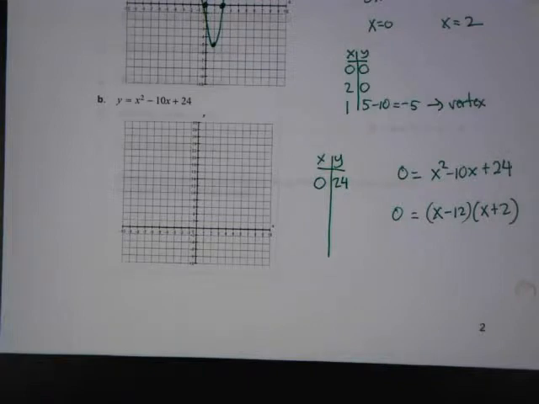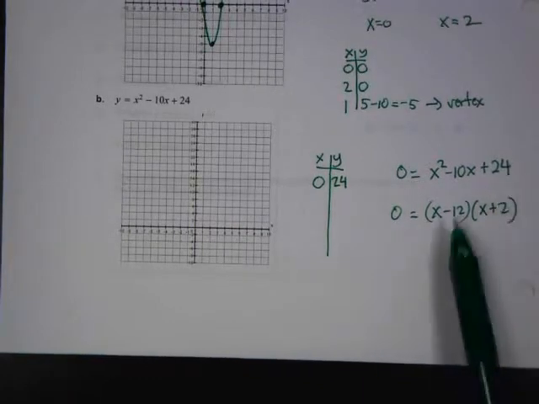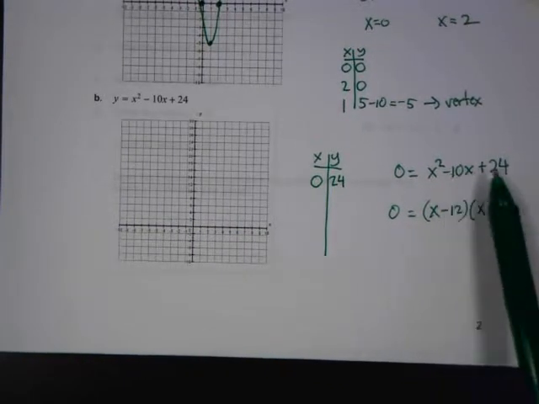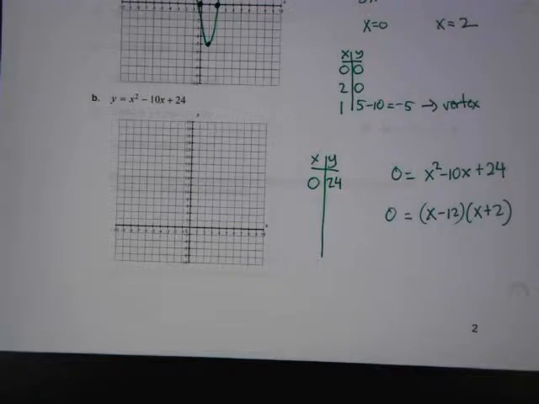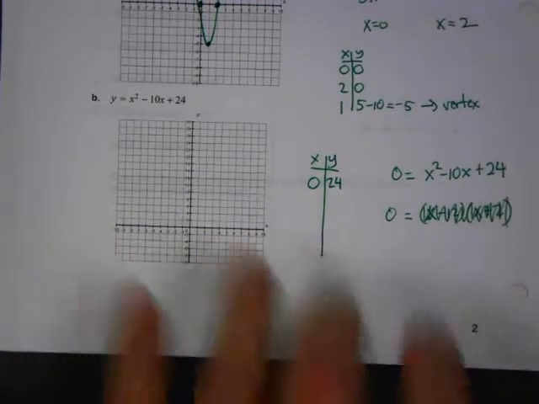Why? It would be a -24. Because a -12 times a +2 would give me a -24. It does give me the -10 in the middle, but it doesn't give me the 24 on the end. So watch for that. You've got to make both your signs work. That one didn't work, so we try again.